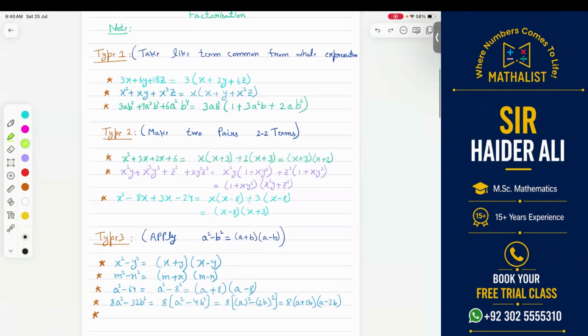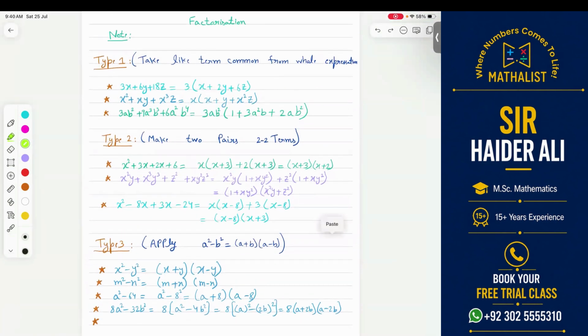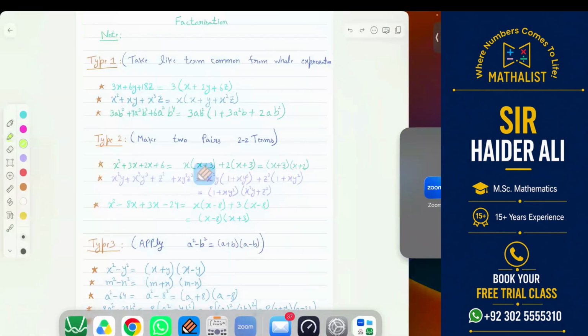I just showed these three types, revise these three types. And if you have any question, you can ask, but revise it for 2 to 3 minutes. Okay. Then I will start type number 4.